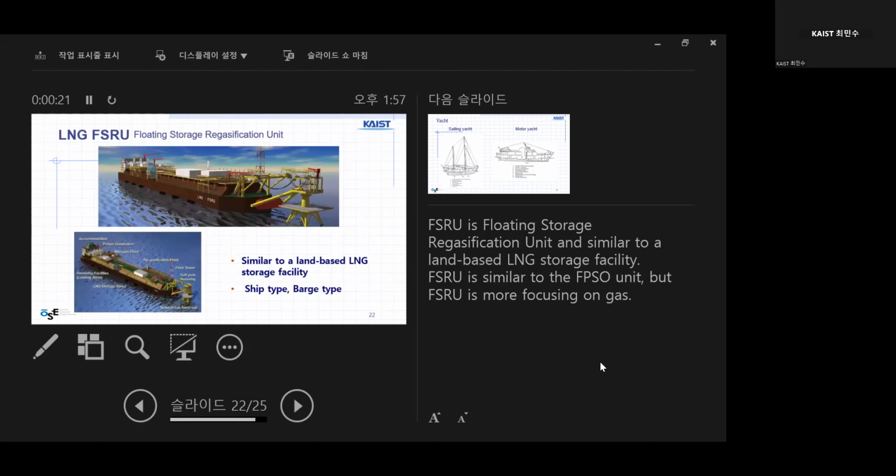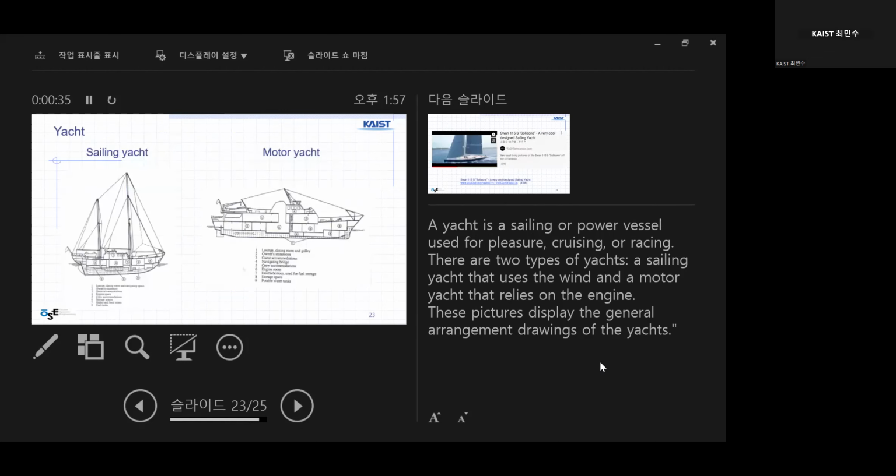FSRU is a floating storage regasification unit and is similar to a land-based LNG storage facility. FSRU is similar to the FPSO unit, but FSRU focuses more on gas.